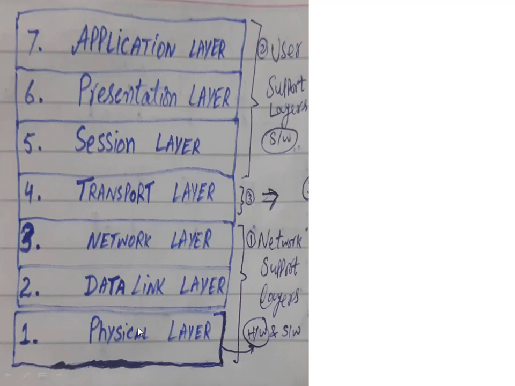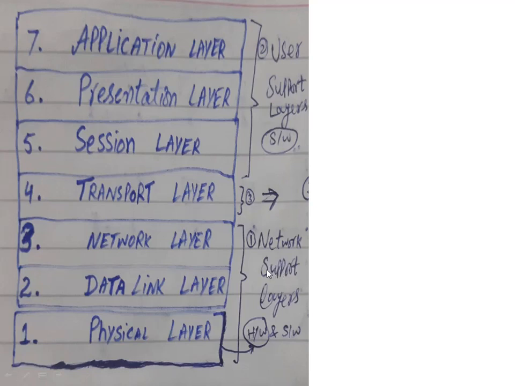Here this is a set of 7 layers, and these layers are divided into 3 subgroups. The first one is network support layers that deal with hardware and software, and the physical layer mostly deals with hardware. In the second group, the top 3 layers are called user support layers. These layers deal with only software. And this is a middle layer, that is the transport layer.